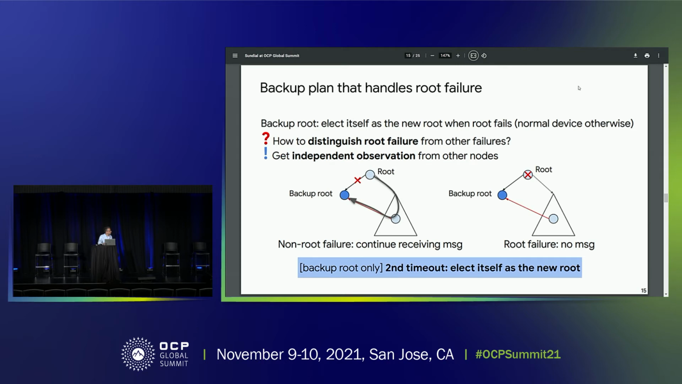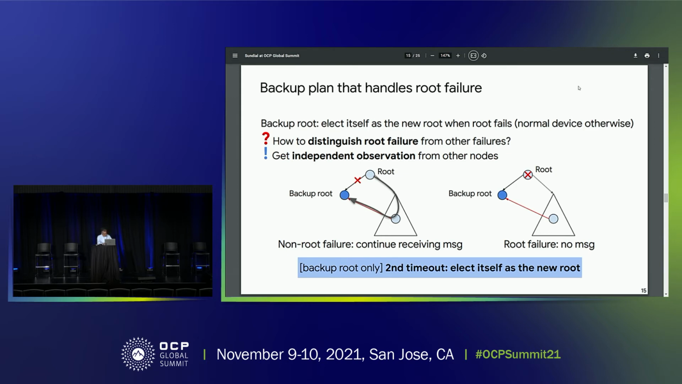The key idea is to get independent observation from other nodes. For example, the triangle here can get synchronization from the root along a path that is independent from the backup root. So even if the link goes down, they can still receive the messages. So we can set the backup parent of the blue node to an independent observation node, so that the blue node can continue receiving messages after turning to its backup parent, along the path that goes through this independent observation node. On the other hand, if the root itself goes down, then there will be no messages in the whole network, since only the root can spontaneously send messages. Based on this difference, we can let the blue node identify the root failure using a second timeout.